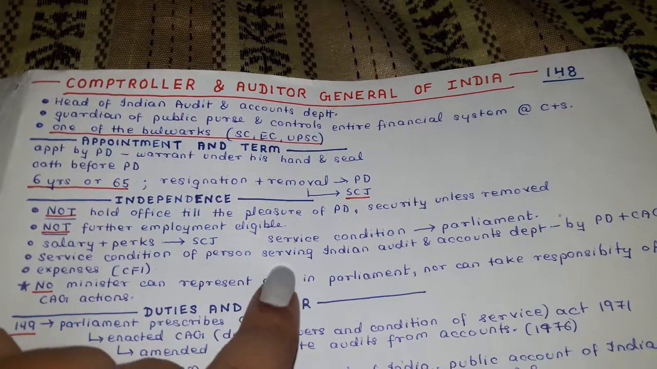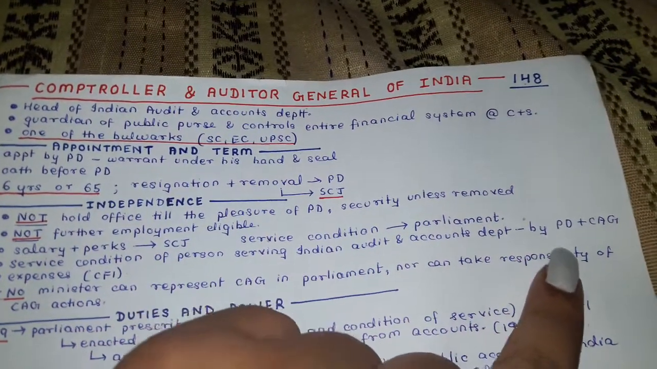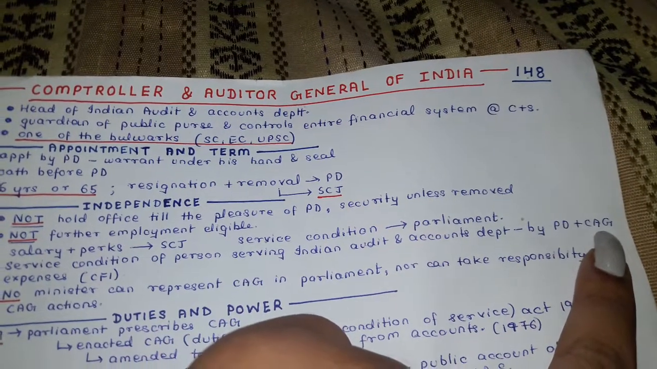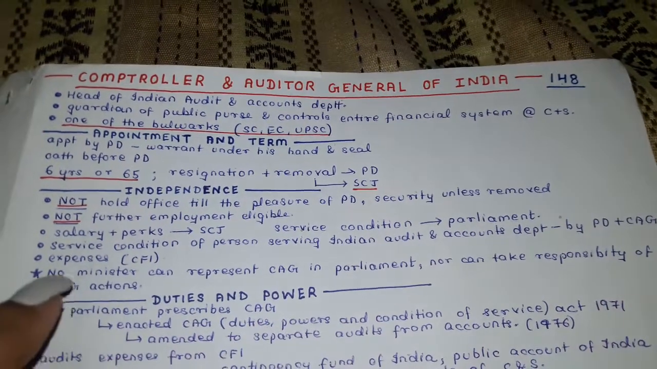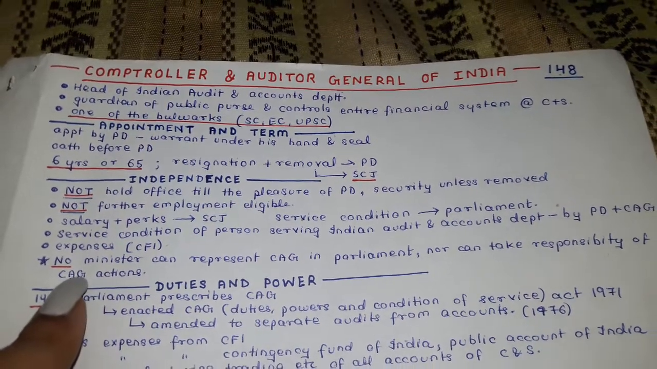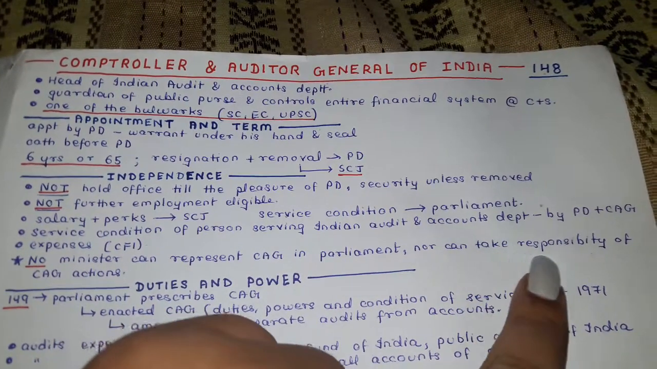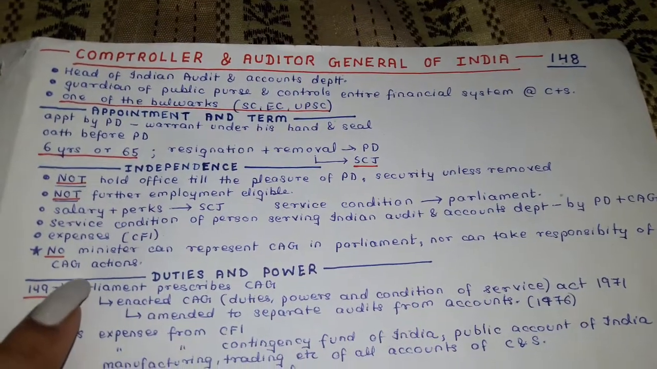Service condition of a person serving Indian Audit and Accounts Department is done by President on consultation with CAG. Okay, the expenses are covered from Consolidated Fund of India. No minister can represent CAG in Parliament, nor can take any responsibility of CAG's actions.